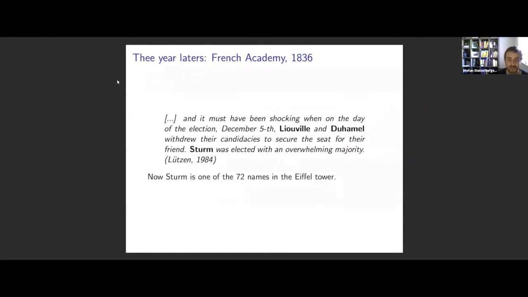And on the day of the election, so 3 weeks after this, on the day of the election, December 5th, Liouville and Duhamel both retract their candidacies to make sure that Sturm gets elected because he was their friend. And now Sturm's name is actually on the Eiffel Tower. So that's sort of, I don't know, it's a very heartwarming story. I see Sturm-Liouville theory in a very different light now. Okay.